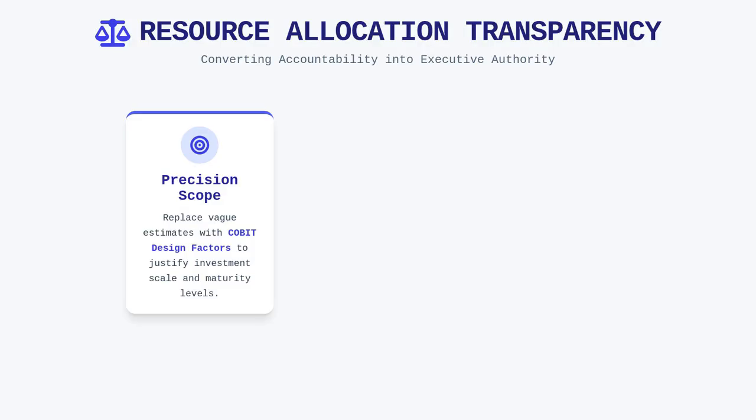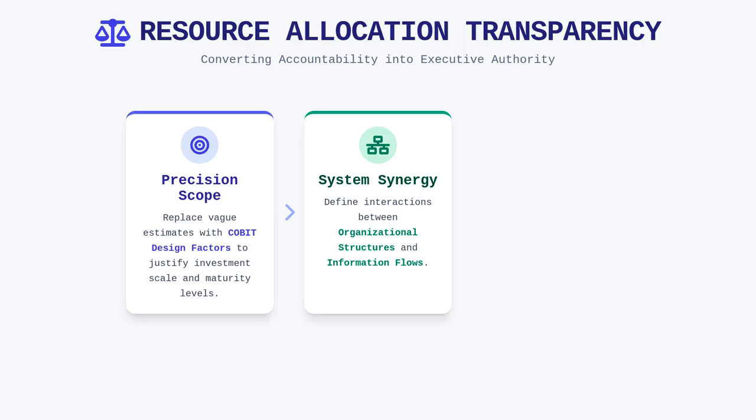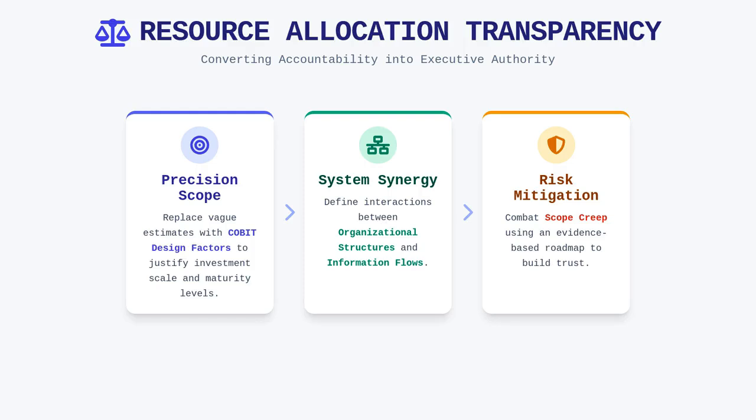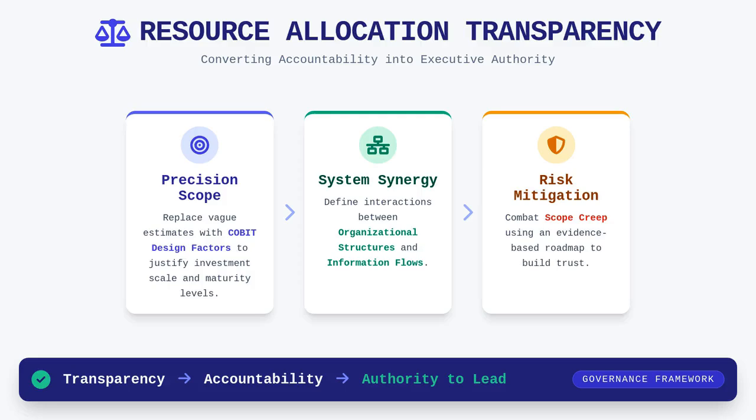Avoid the temptation to provide vague estimates. Use the COBIT design factors to justify the scale of the investment, explaining why a particular level of maturity is required for your specific enterprise goals. Mentioning how the governance system components, such as organizational structures or information flows, will interact ensures that the executive feels the scope is fully understood. This precision helps in mitigating the fear of scope creep, which is the bane of almost every large governance initiative. When you provide a realistic, evidence-based roadmap, you gain the authority needed to lead the transformation successfully.